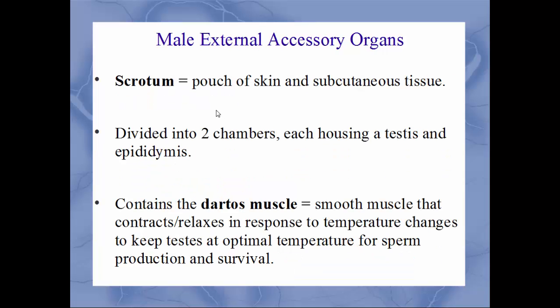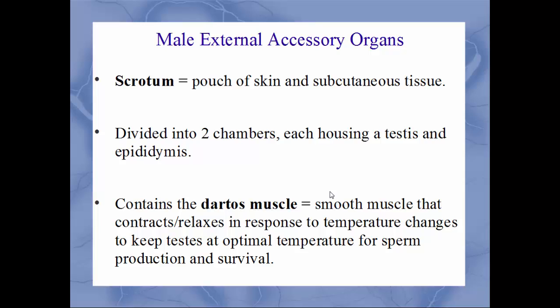Alright, now we'll talk about the external accessory organs, the scrotum. I mentioned this earlier, the pouch of skin and subcutaneous tissue that's divided into 2 chambers, each one housing a testis and an epididymis. And this is where you also find the dartos muscle. This is a smooth muscle that will contract and relax in response to changes in temperature.